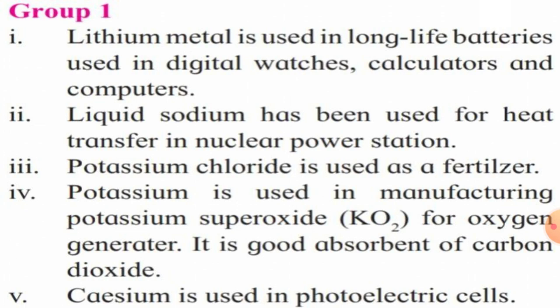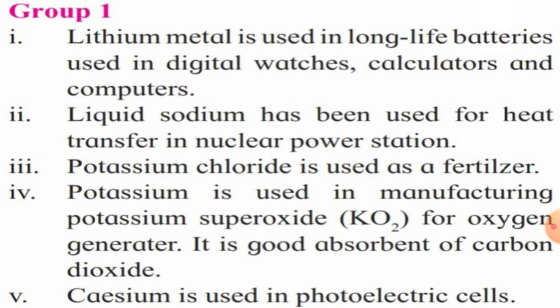Potassium chloride, KCl, is used as a fertilizer. Potassium is used in the manufacture of potassium superoxide for oxygen generators, as it is a good absorbent of carbon dioxide. These are the various uses. While cesium is used in photoelectric cells. So yes student, these are some of the uses given for group 1. You are supposed to study some of them.